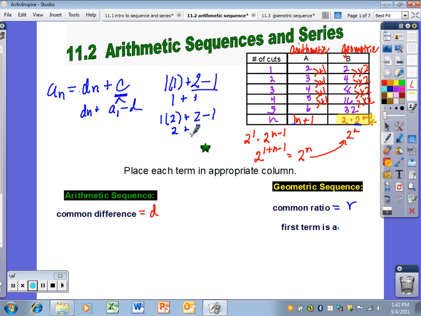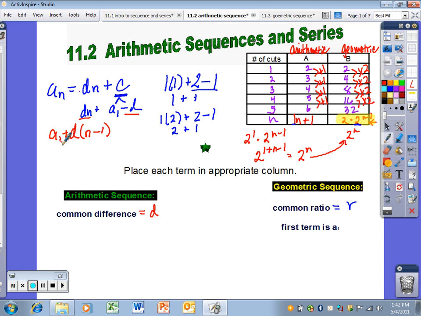So another way to write this, dn plus c, is a sub 1 minus d. And then we mathematicians like to take that just one step further, because these two have a d in them. So we would factor out that d, and we would have n minus 1, and we have plus the first term. And there is our rule for an arithmetic sequence.